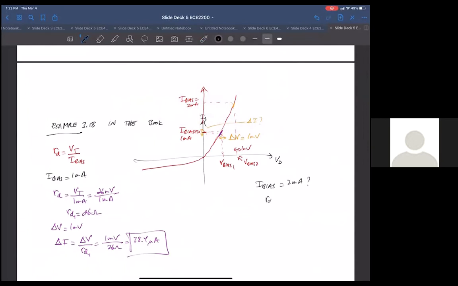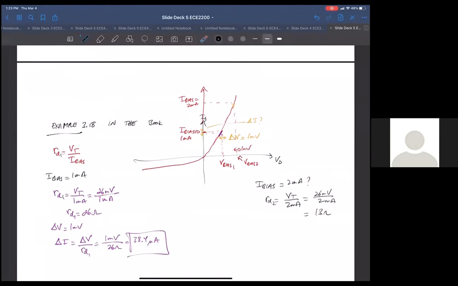Well, I'm calling this R sub D1, so R sub D2 would be V sub T over 2 milliamps, which would be 26 millivolts over 2 milliamps, which would be 13 ohms. So if I bias the diode up at 2 milliamps, my resistance goes down by a factor of 2. And it makes sense from the slope that the resistance here is going to be less than the resistance here, because the slope is sharper than the slope here, just for this small area.